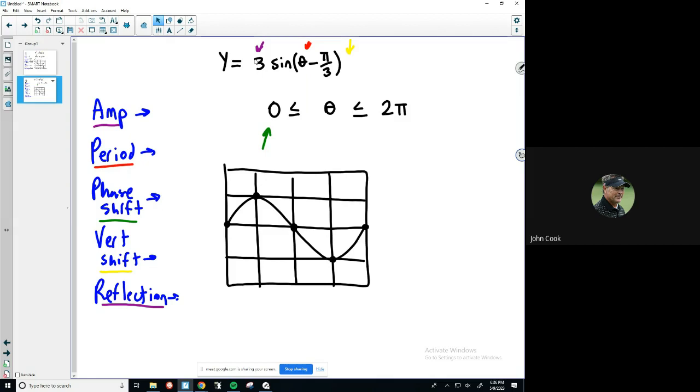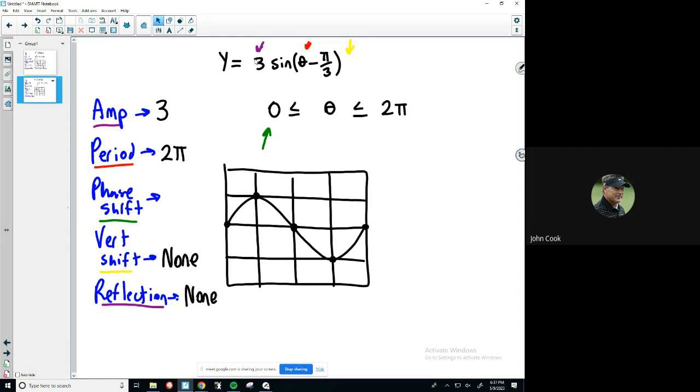All right, so let's see what happens with this amplitude. Yes, we have an amplitude of 3. There is no vertical shift because there's nothing adding or subtracting at the very end over here. There is no change on the period because there's nothing multiplying on the theta, so it's just going to be a 2 pi period still. There is no reflection because the amplitude is not negative, so none there as well.